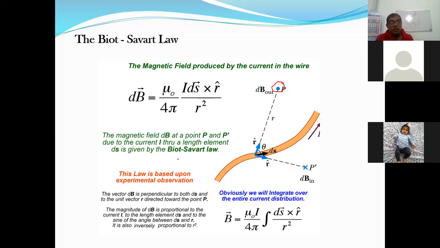In the earlier case, when we were doing the A level, the Biot-Savart law says that for a current carrying conductor, the magnetic field is proportional to I delta L, that is the current segment, and depends on the distance and the angle between them.